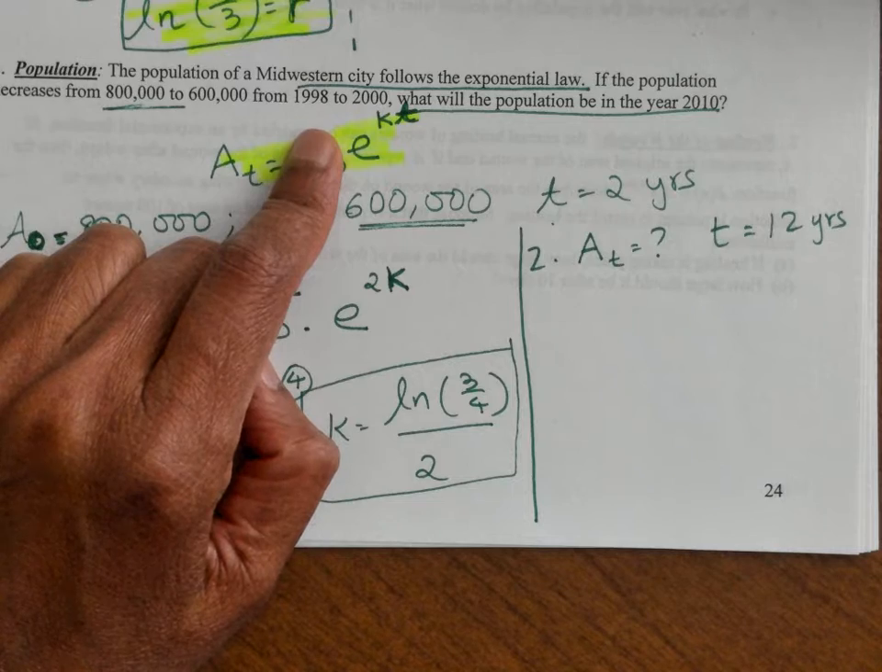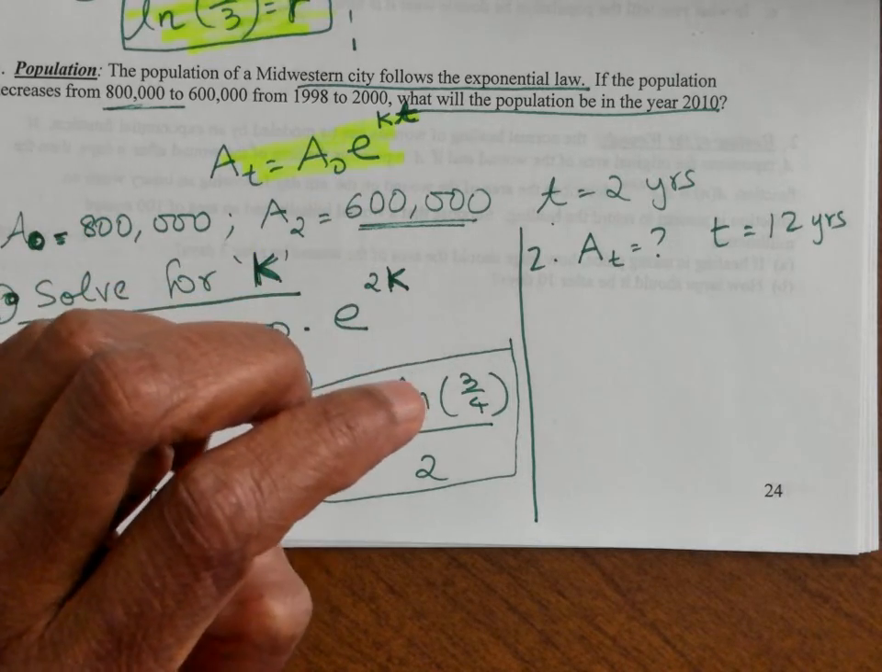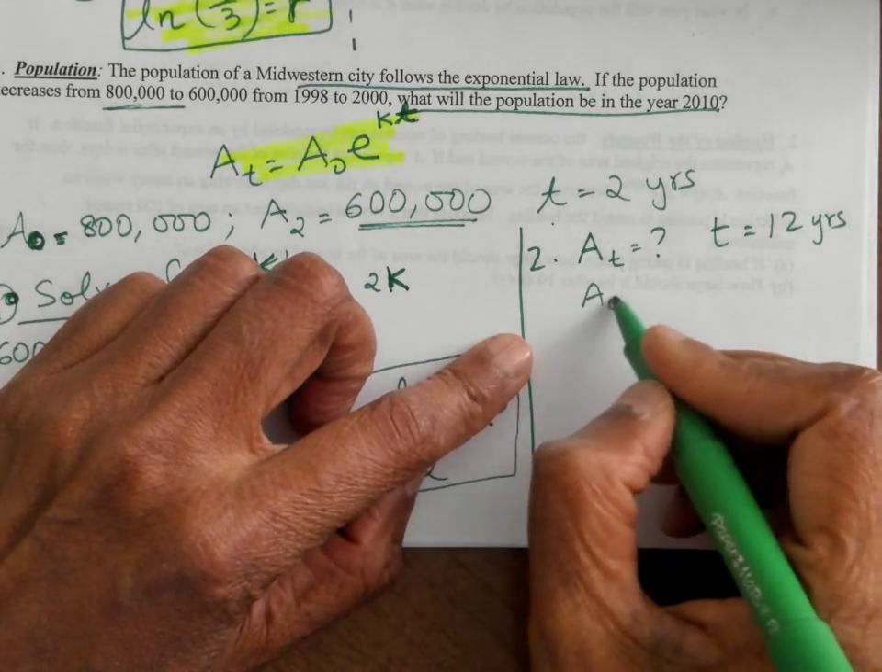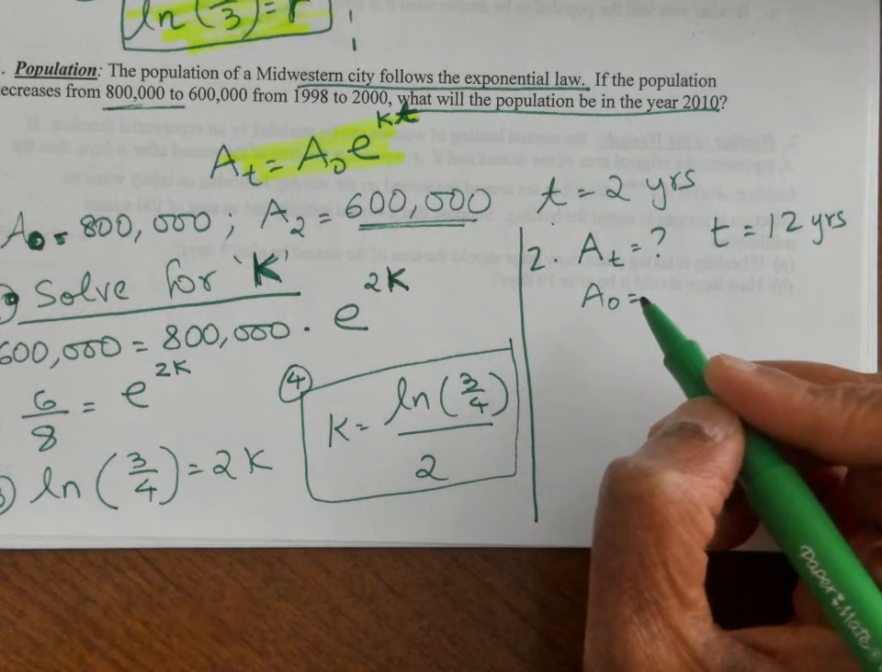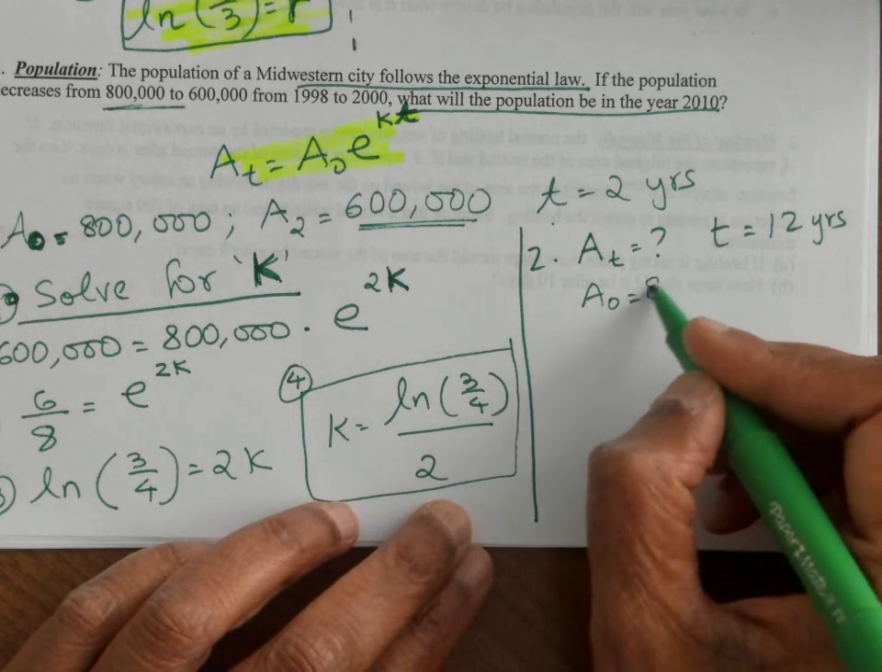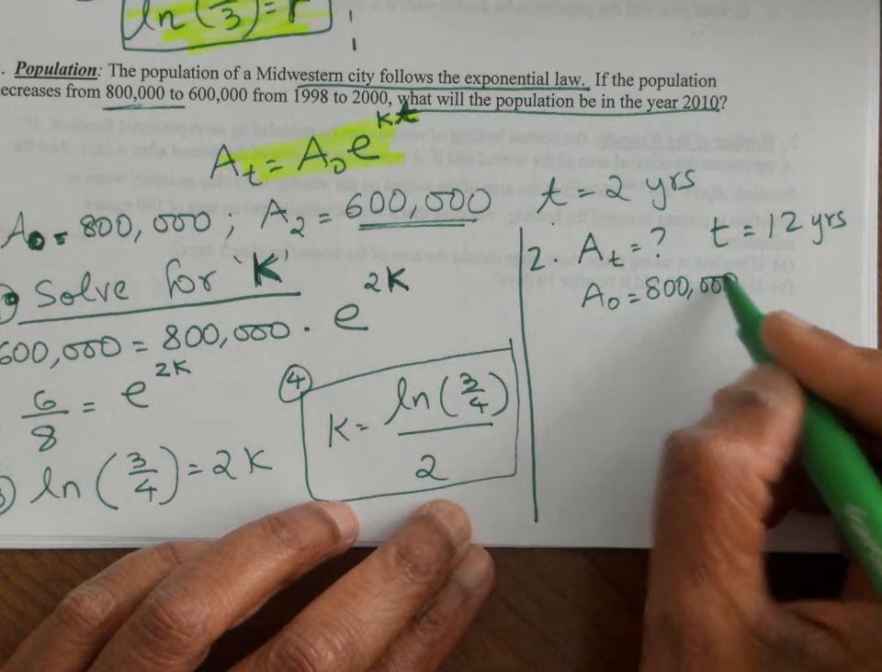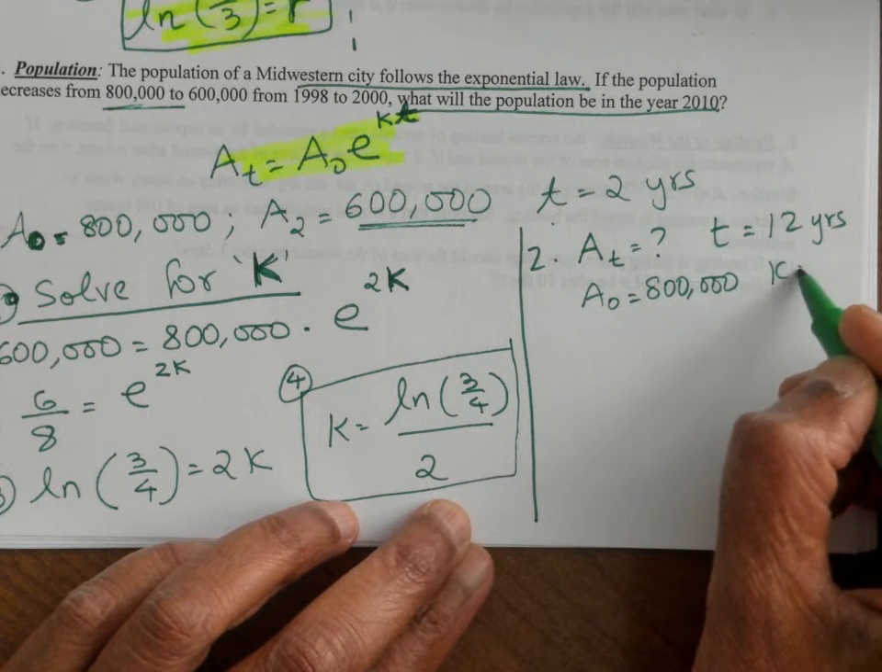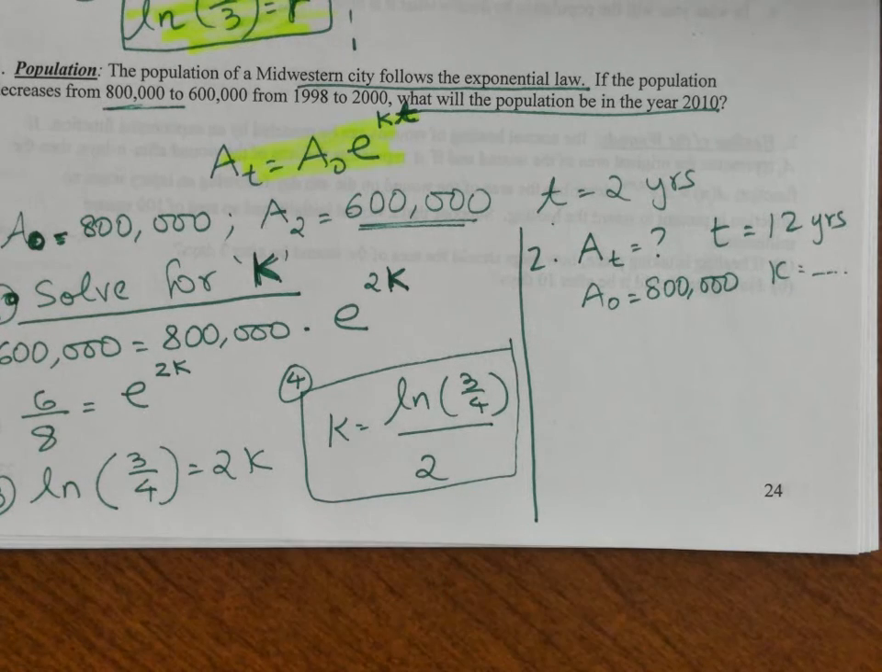You're trying to find A of T. Everything else you know. A0 will not change because you're starting with a particular number. How will it change, right? So A0 is this one, and K you already found. K is ln of 3 over 4 over 2. Okay, let's go ahead and find A of T.